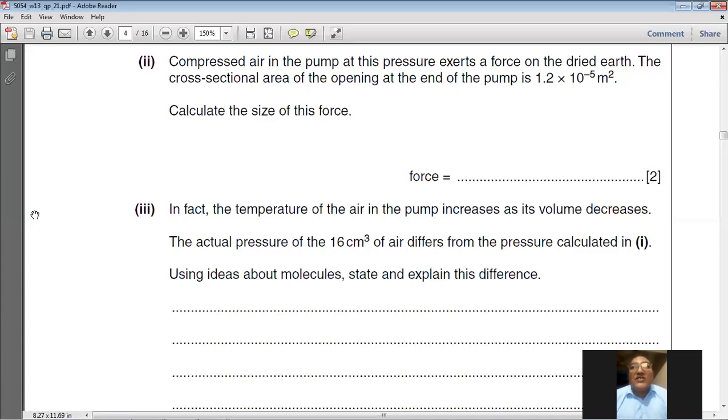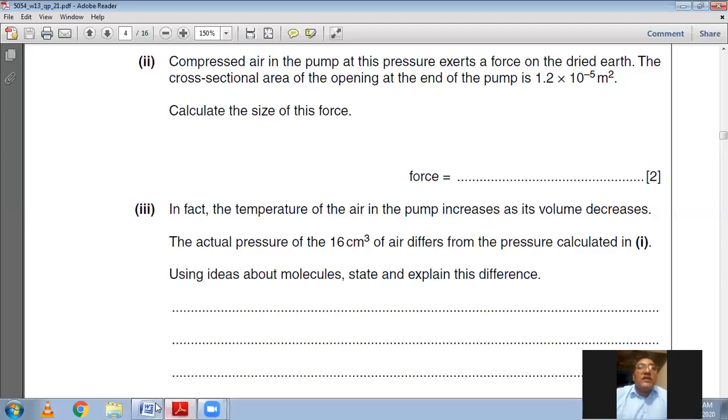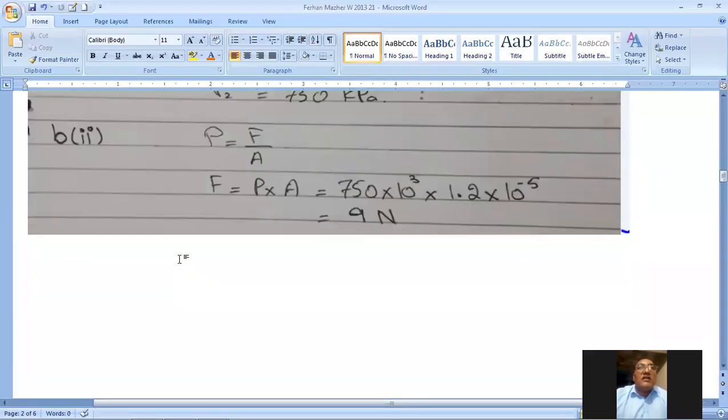So I know the pressure, that is 750 kilopascal, and I know the area, it is 1.2 x 10 to the power minus 5 meter square. But when you put the pressure in this formula, don't put the pressure in kilopascal. Convert it into pascal. How will you do that? You will multiply it by 1000. So let me show you my work. Okay, so B second part is on your screen.